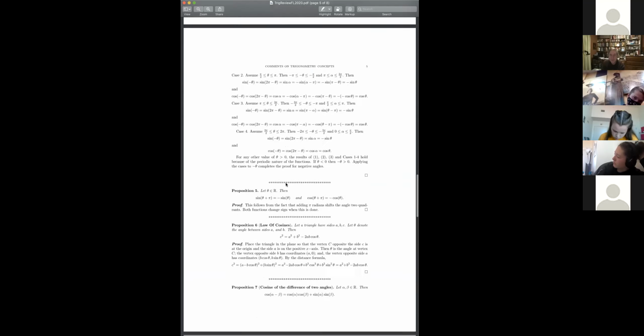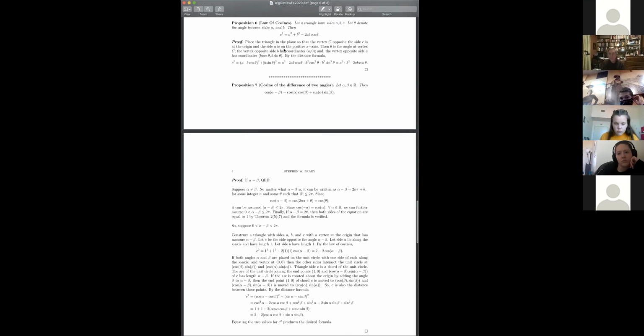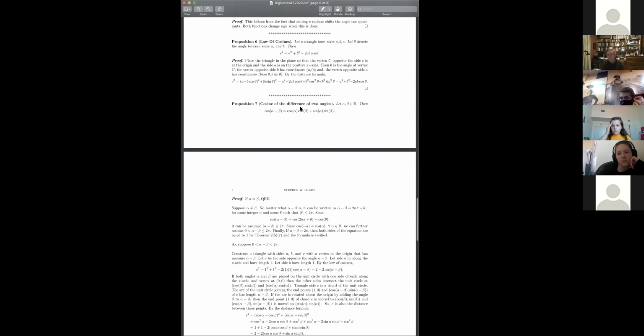So anyway, you go through all these rules. We have a law of cosines. Law of cosines is very important. The law of cosines is a generalization of the Pythagorean theorem. When I have a right angle, the cosine is 0, and then you have the Pythagorean theorem. So the law of cosines is a generalization of that when you have a triangle that's not a right triangle. And from this, you get a very important formula, the cosine of the difference of 2 angles.